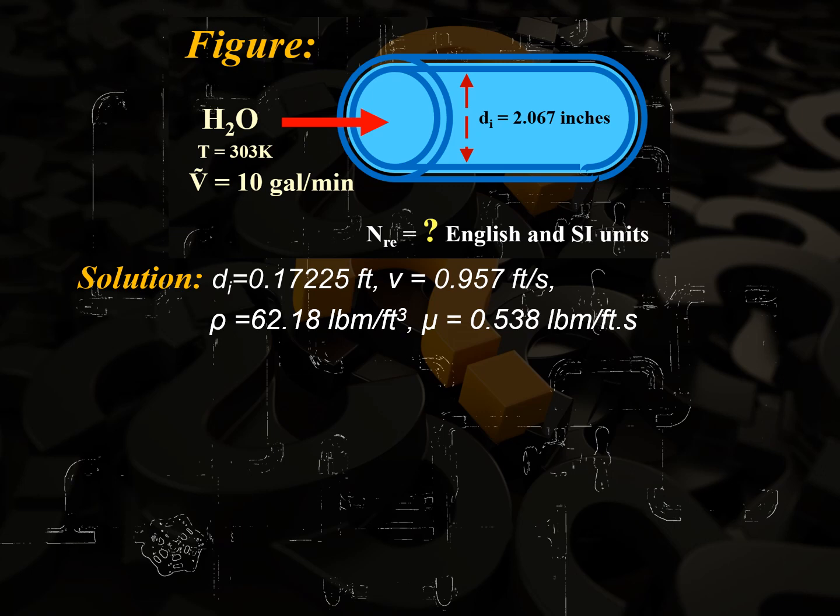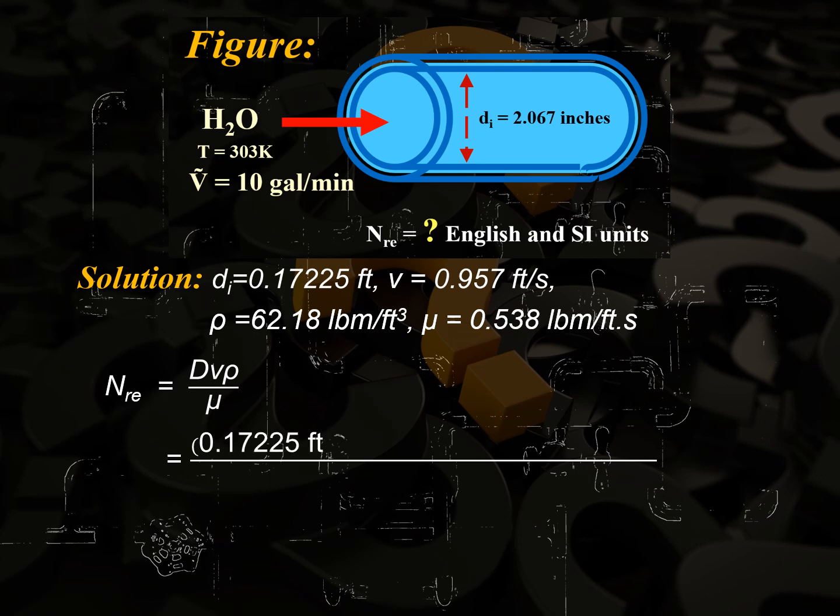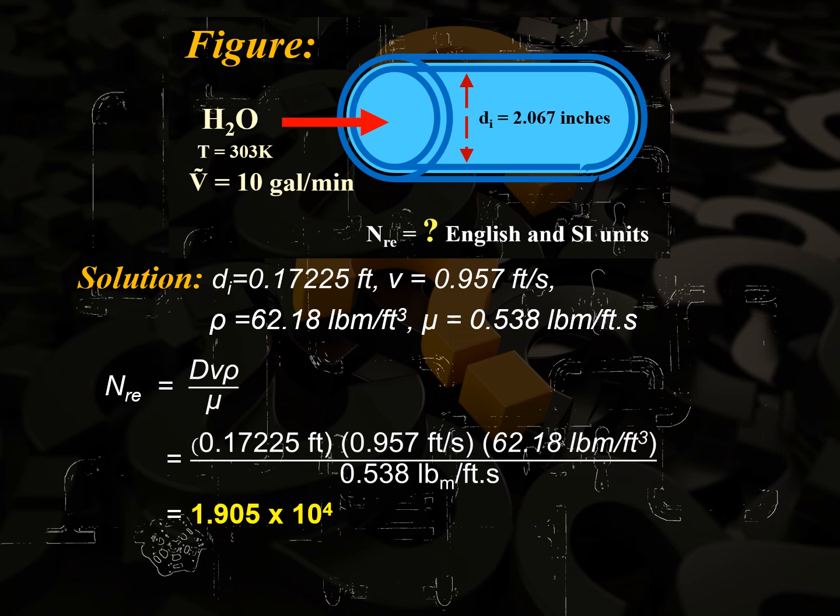Then substitute in the equation of the Reynolds number the values of the diameter, which is 0.17225 feet, velocity 0.957 feet per second, the density, which is 62.18 pound mass per cubic foot, the viscosity, which is 0.538 pound mass per foot second. NRE is calculated to be 1.905 times 10 to the fourth. This value is greater than 4,000, so the flow of the fluid is turbulent.